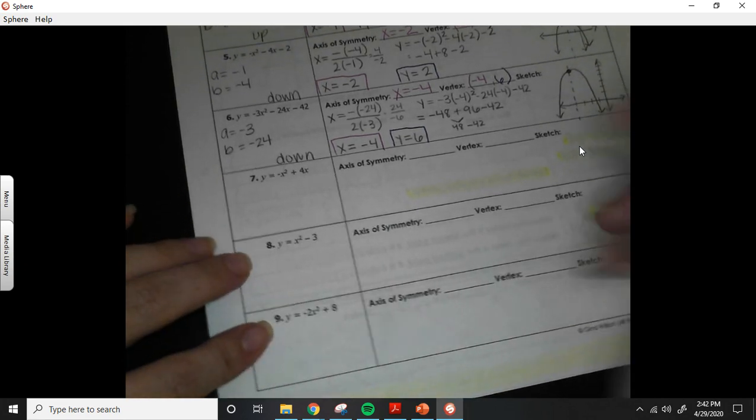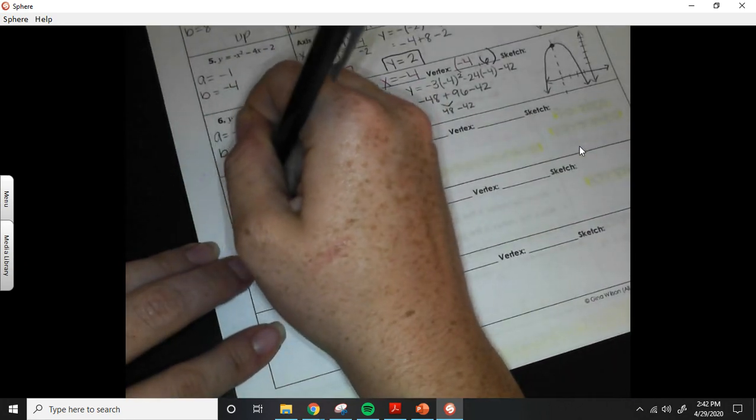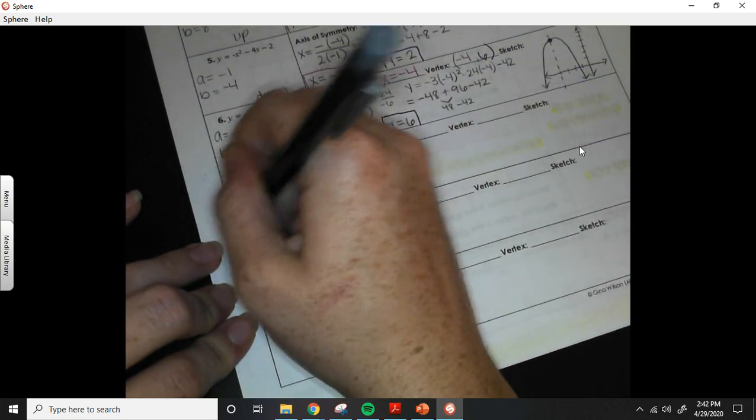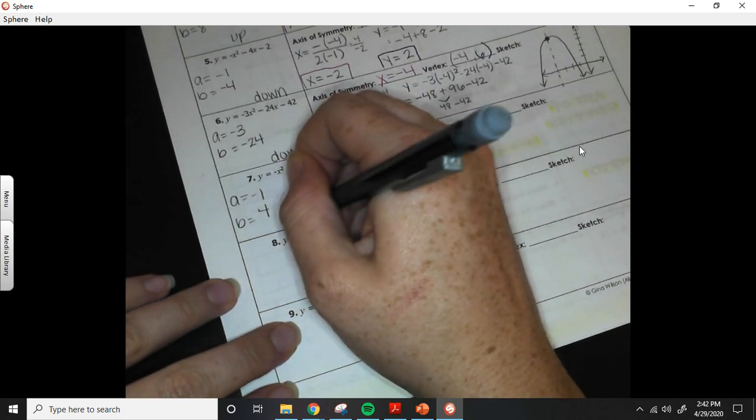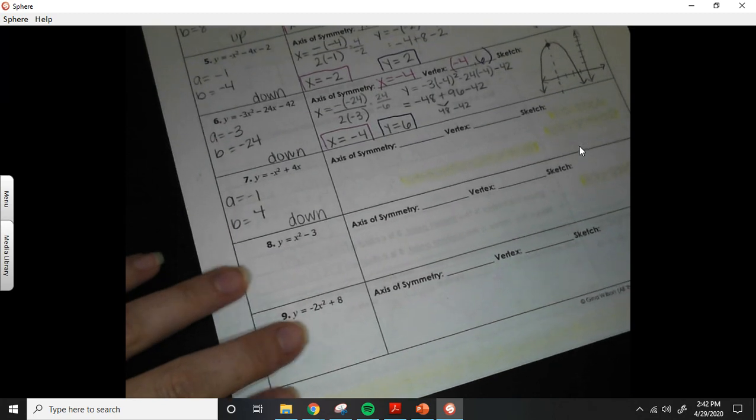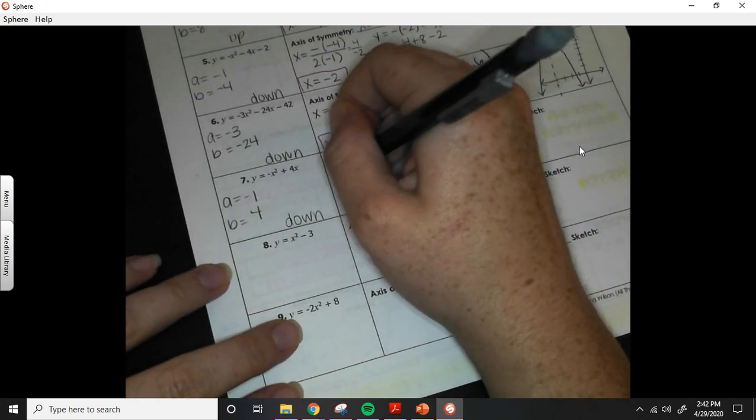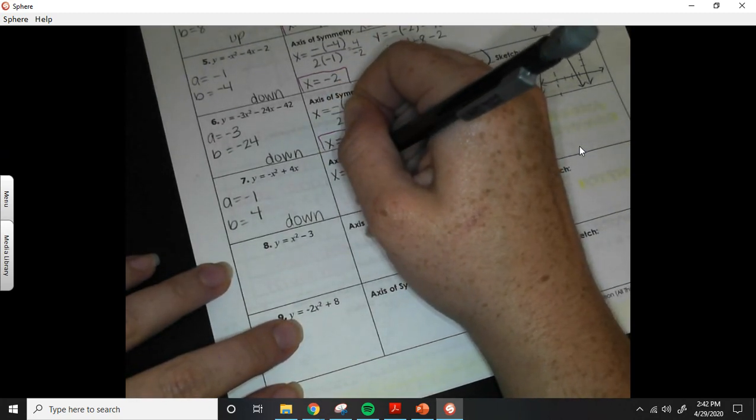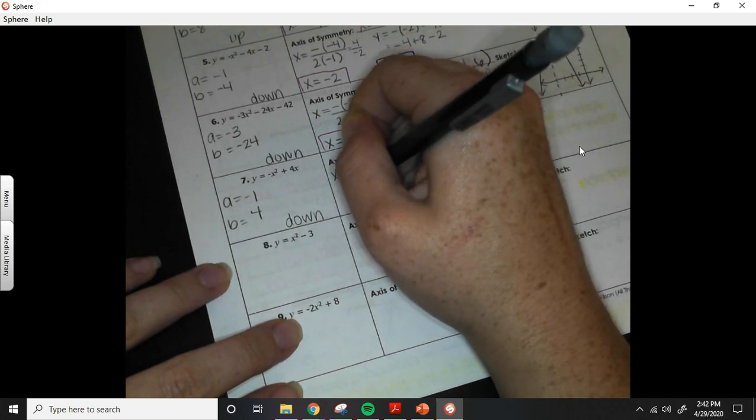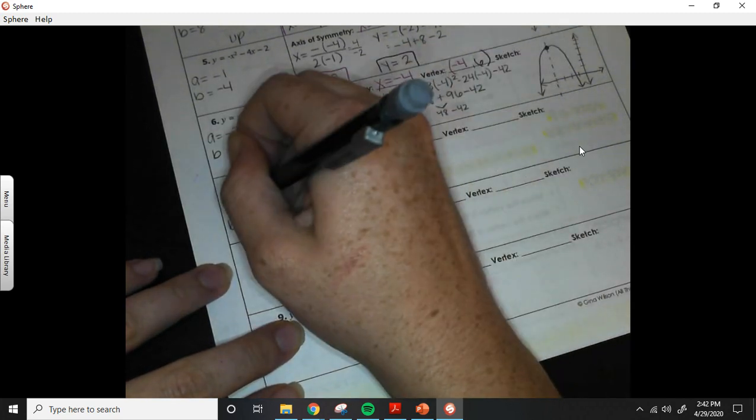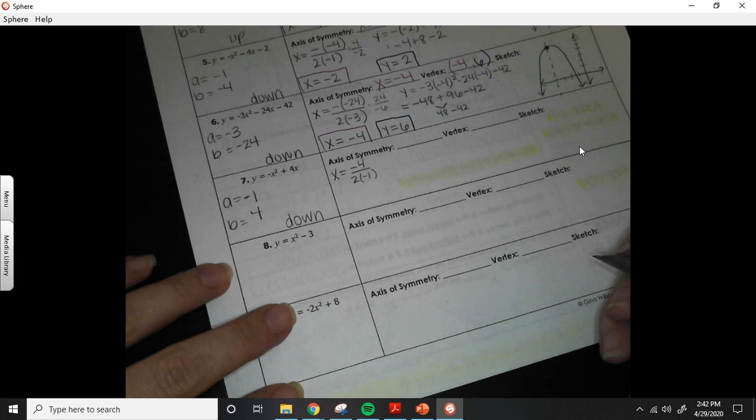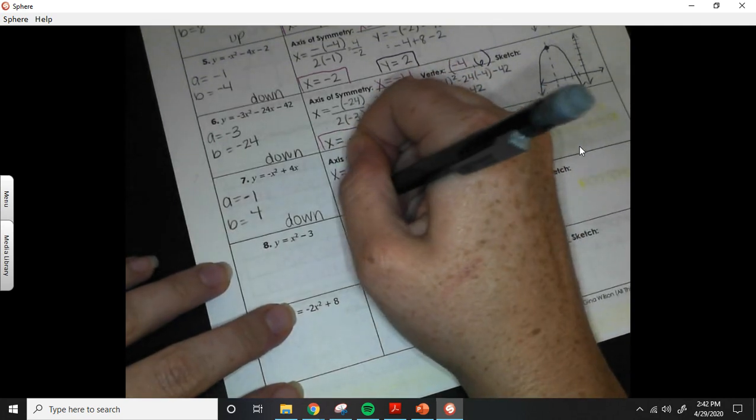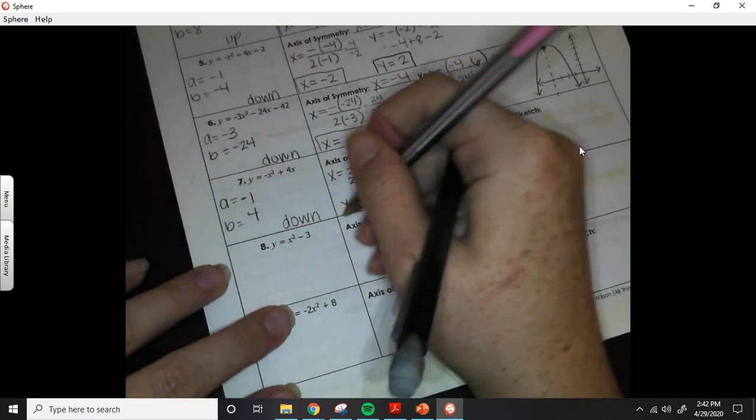So in this case, A is negative 1, B is 4. There's just no C. It's okay that there's no C. This one opens down, and that's it. We're just going to take it as that. So negative B, which means negative 4, over 2 times negative 1. So negative 4 divided by negative 2, that means x equals 2.